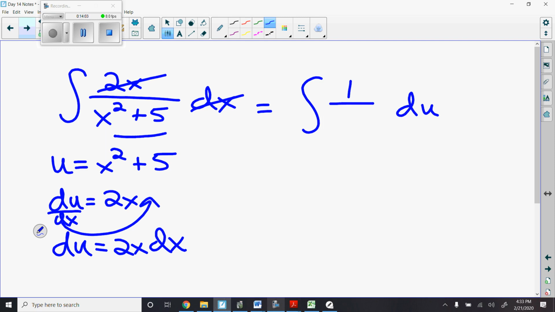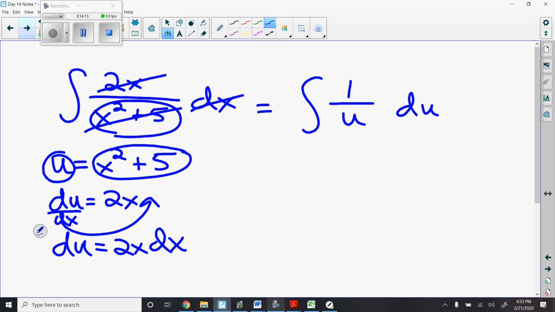What about this x squared plus 5? Well, I'm letting x squared plus 5 equal u. So I'm just going to put a u in the bottom, and that's going to account for that x squared plus 5. And as you can see, I've accounted for everything. I don't have a floating cosine or sine or anything like that. What I did is I took a difficult integral, 2x over x squared plus 5 dx, and changed it into an easy integral, 1 over u du.